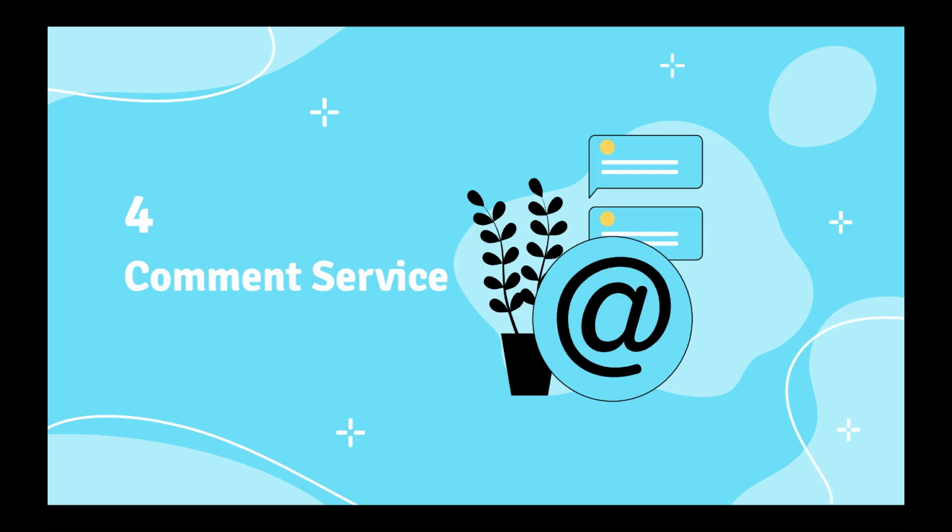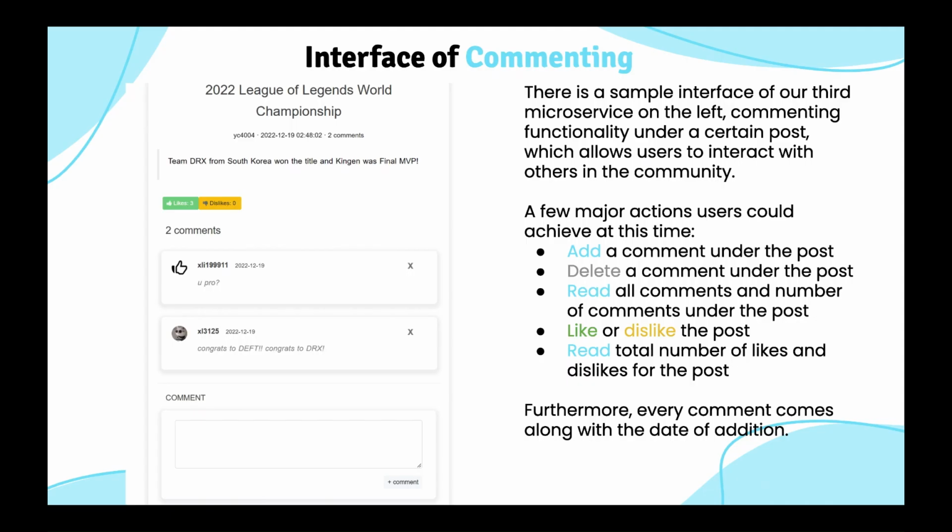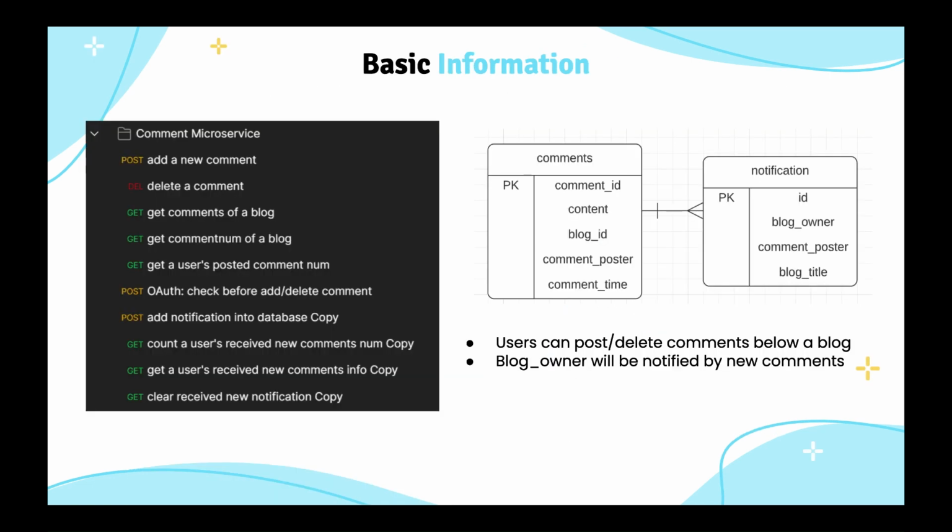For the comment microservice, aka sublog microservice, it allows users to interact with others in the community. As we can see on the left, users could add, delete, and read comments under the post. When we look at the green button and yellow button, users could also like or dislike the post, and read total number of likes or dislikes for the post. Here's a list of endpoints for this microservice on the left, and a schema of database used for this microservice on the right.